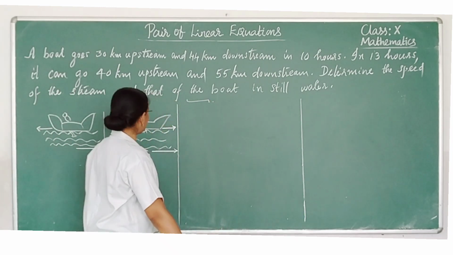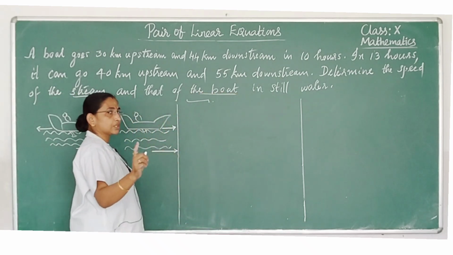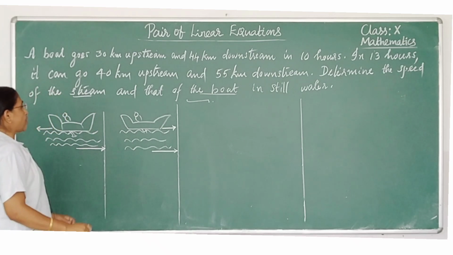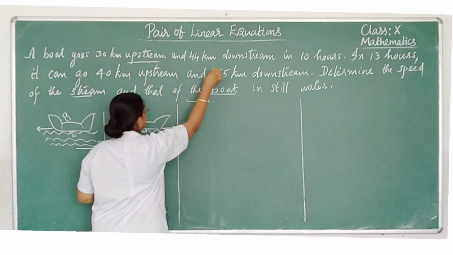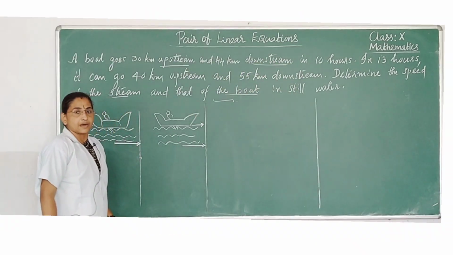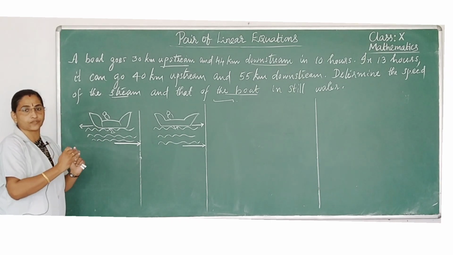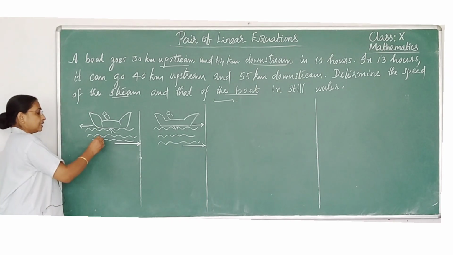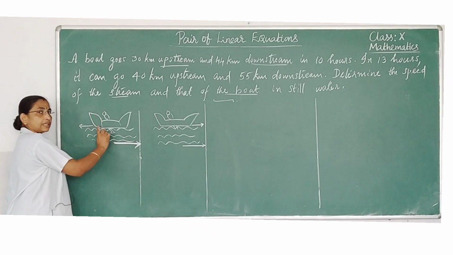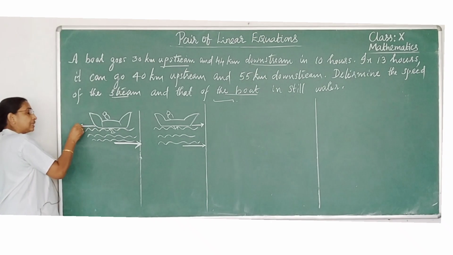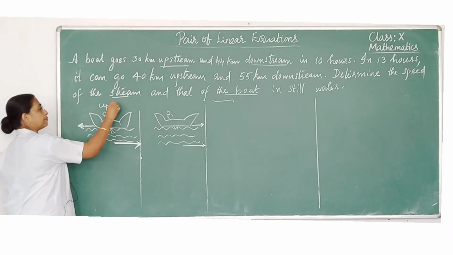You have to find the speed of the stream and the speed of the boat. Two things you need to find. Before starting, you need to understand the terms upstream and downstream. Upstream means movement against the flow of the stream or the flow of the river. Suppose this is the direction of the flow of the river, and suppose that the boat is moving against the direction of the flow of the river. Then we can call it upstream movement.